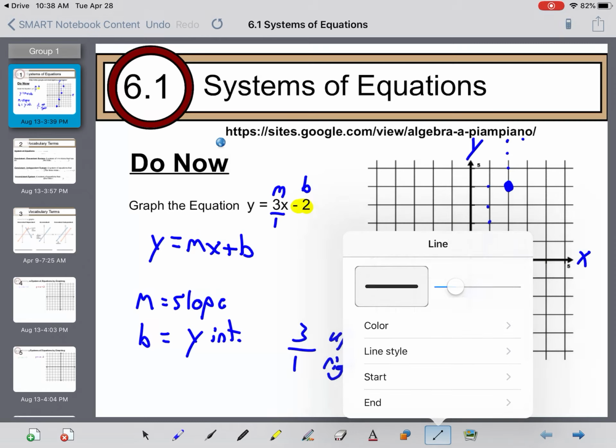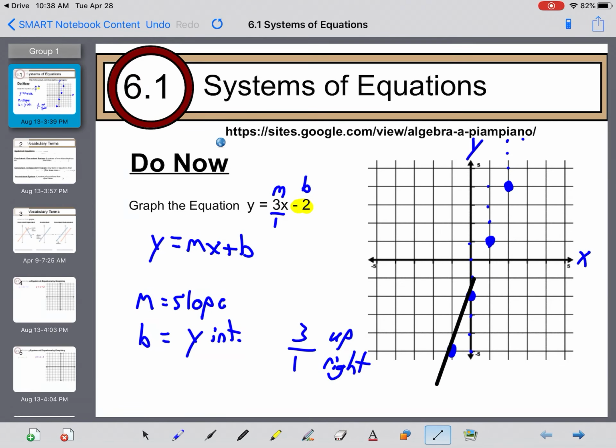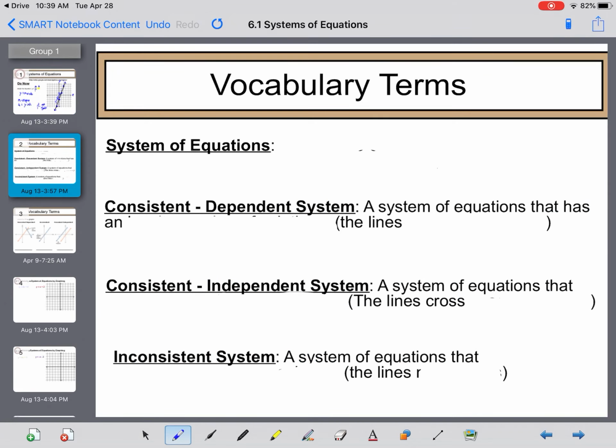I'm going to connect. I'm going to put arrows on the end. And a skill that I taught you when we were graphing equations the first time, we need to label. Y equals 3x minus 2. Take your time, feel free to pause. I know I can go kind of quick when it comes to graphing. And resume the video when you're ready.